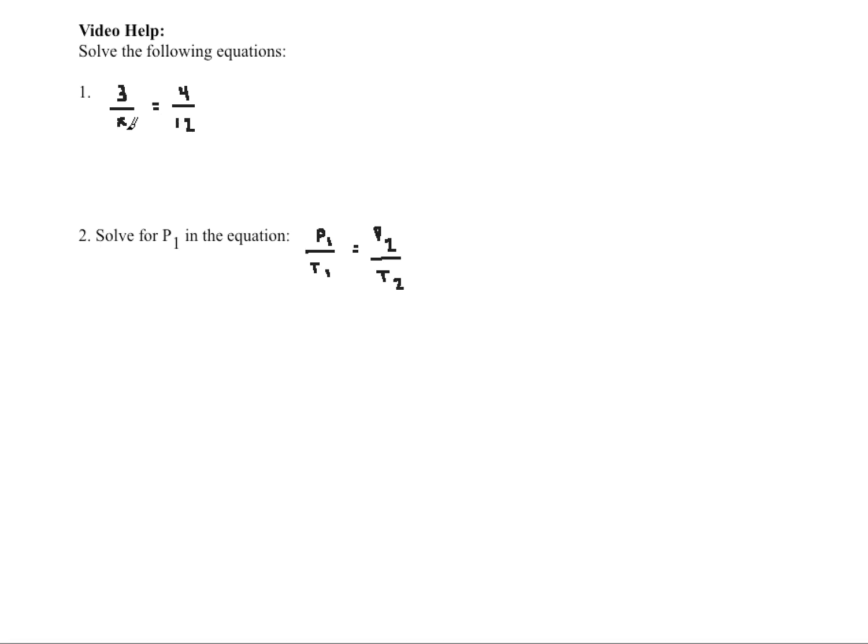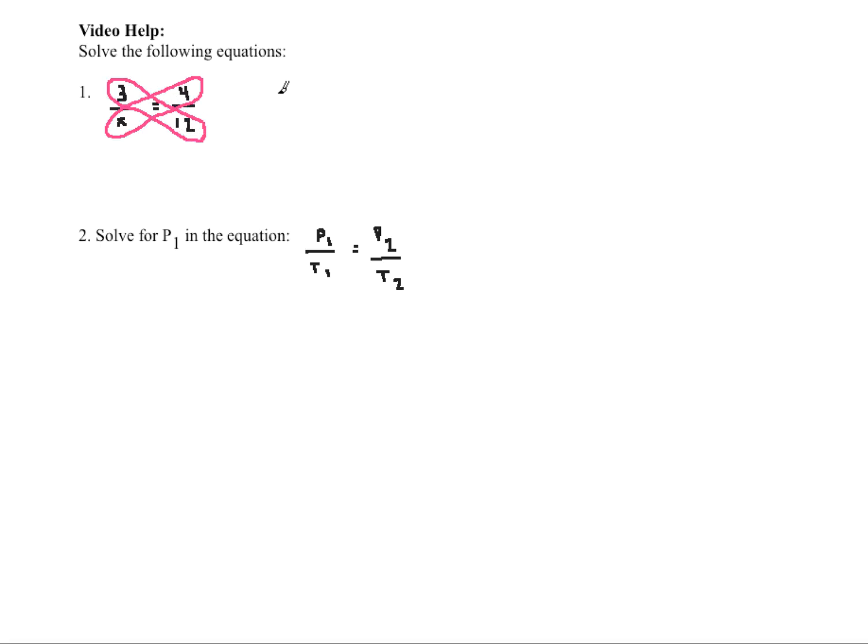What you need to do if you have a variable in the denominator is cross multiply. I know I'm going to have to keep reminding people to do that. Whenever I have a fraction, even if x is in the numerator, I still cross multiply. So in cross multiplying, you multiply 4 by x, and then you also multiply 12 by 3.